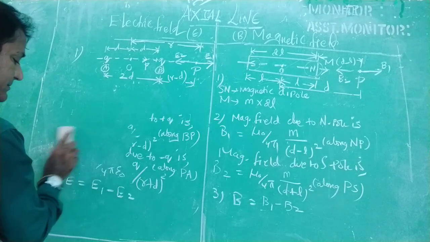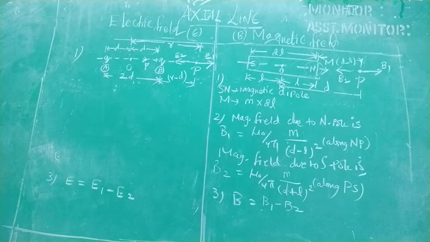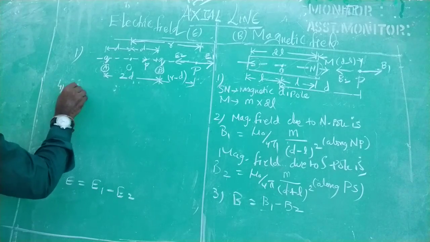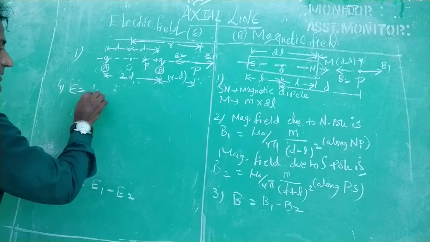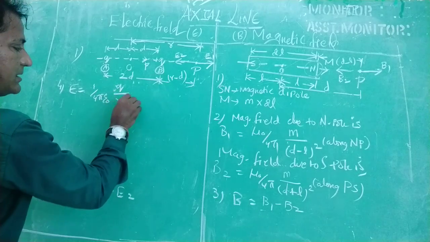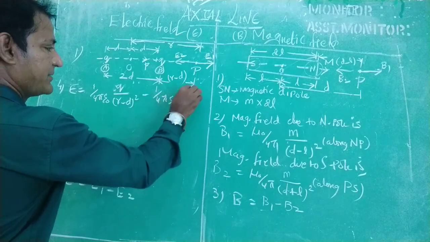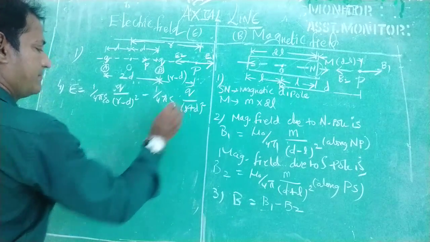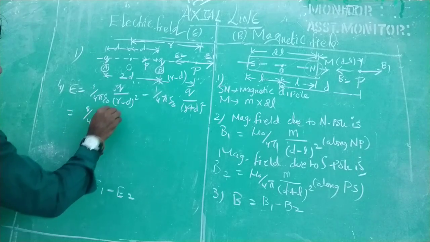Let me wrap this. Now, for the electric field, E is equal to, so I'm going to substitute the values, 1 by 4 pi epsilon naught q by (r minus d) the whole square minus 1 by 4 pi epsilon naught q by (r plus d) the whole square. So I'm taking q by 4 pi epsilon naught commonly outside.